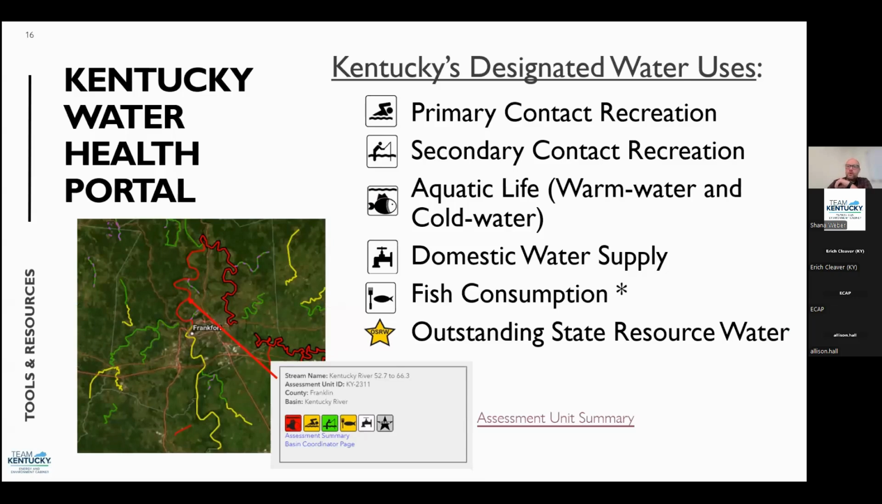The most useful tool I wanted to point out is our Kentucky Water Health Portal. This is where you go if you're interested in finding out what the water quality is like in your area. Visit the portal. That's a screenshot there on the left. If you find it, we break it down into designated uses. So you can see we have 6 designated uses, and this will tell you whether or not it's safe to do these activities in the water, right?